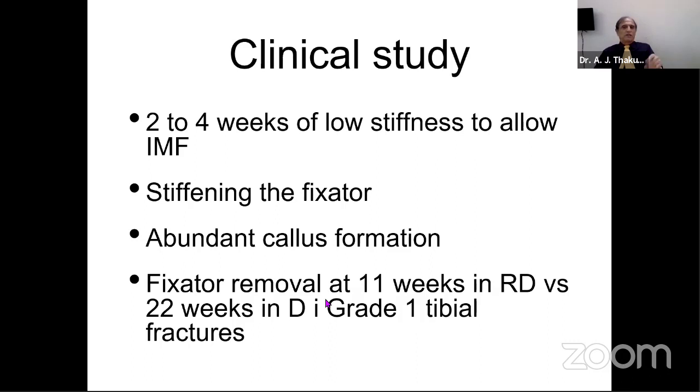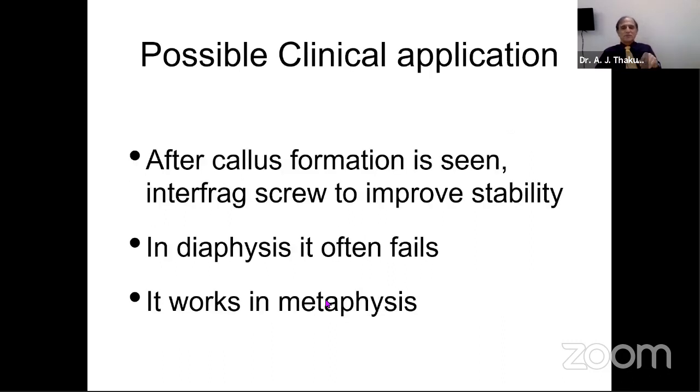2 to 4 weeks of low stiffness to allow interfragmentary motion, then stiffen the fixator, and abundant callus formation happens. In those trials, the fixator could be removed at 11 weeks as compared to the normal ones where it took 22 weeks. In half the time healing occurred. It's an interesting concept, one should try that out, but some hard work is required.